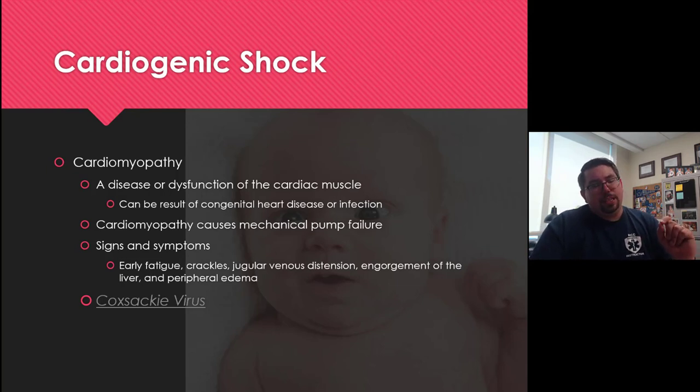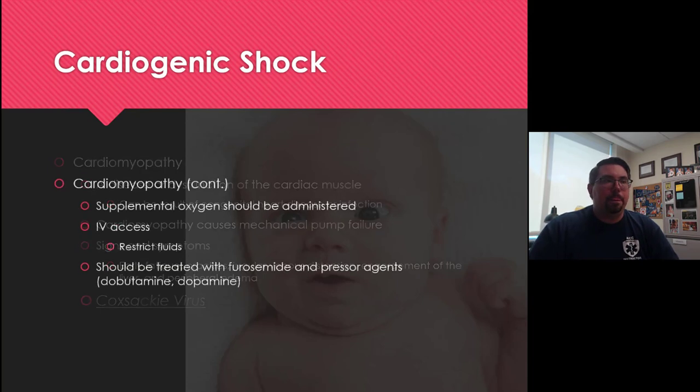One of the big things that you'll see signs and symptoms wise is early fatigue, crackles in the bases of the lungs, jugular vein distension, engorgement of the liver, and areas of peripheral edema. With a pediatric patient, you're more likely to see that liver become enlarged solely because of the backup of blood volume, as it can't effectively push the blood forward because of that weakened cardiac muscle.